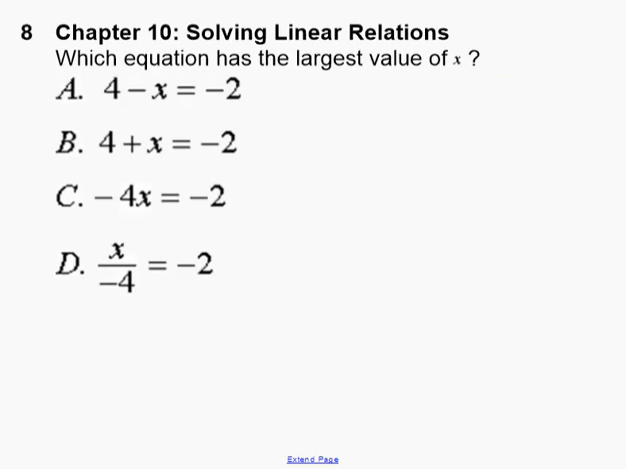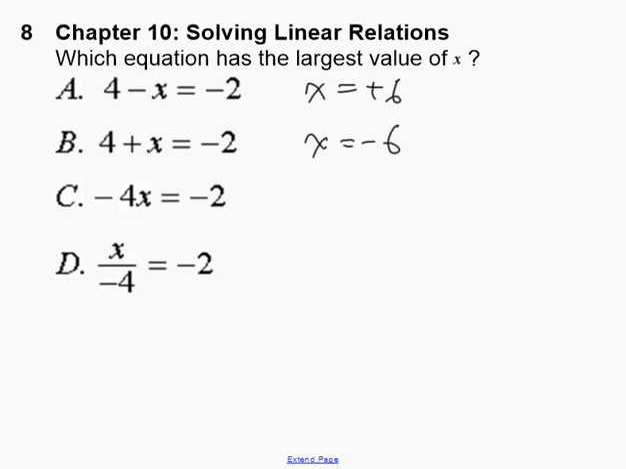Question 8 comes from chapter 10. This is your last question on algebra. Which one has the largest value? So if we solve by inspection, 4 take away what number is negative 2? By inspection alone, 4 take away positive 6 is equal to negative 2. If we think about the next one, 4 plus what is negative 2? 4 plus negative 6 is negative 2.